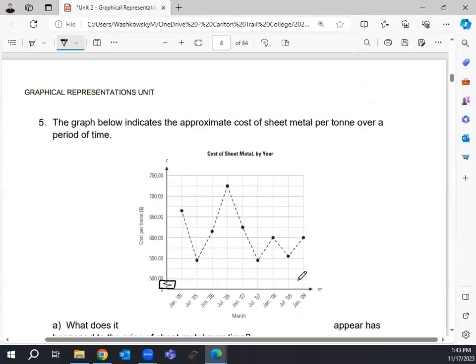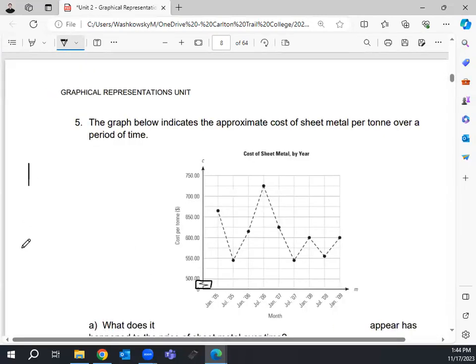Because otherwise, what's going to happen with your graph if you didn't have that? It's going to look something like this. It's a lot harder to see the differences between these two. If I start at 0 and then this is 100, 200, 300, 400, 500, and 600 and 700, it's very hard to see those differences.